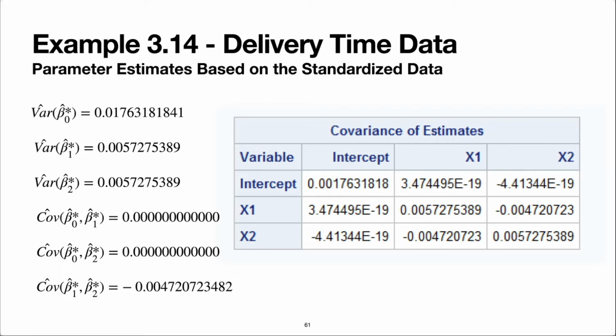And if we also happen to have a matrix like this, an estimated covariance matrix based on the original untransformed data, then we can use that along with these formulas to calculate the estimated variances and covariances for the parameter estimates based on the standardized variables.